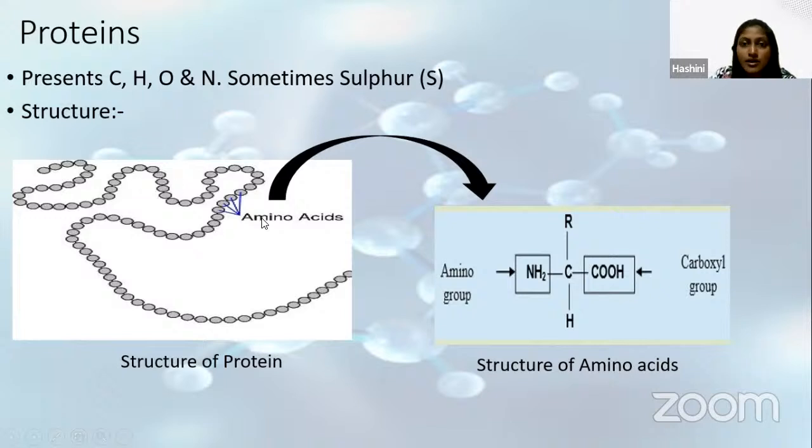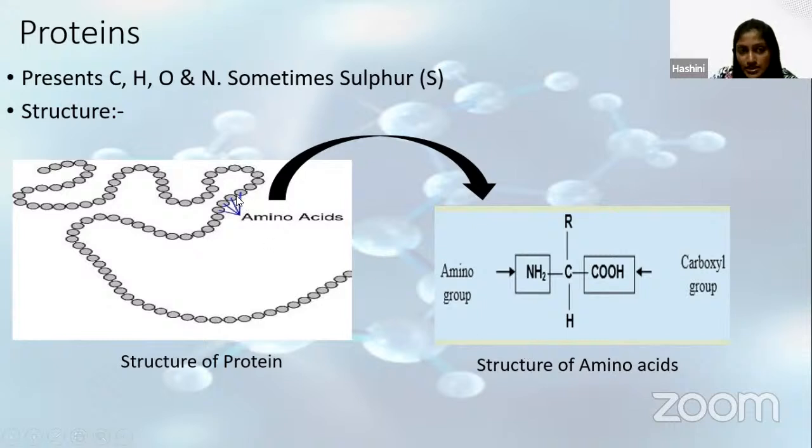Amino acid. So the monomer is amino acids, right? So there are nearly 20 amino acids present. According to this type of amino acids, the protein type will be decided, right? So this is the structure of protein.